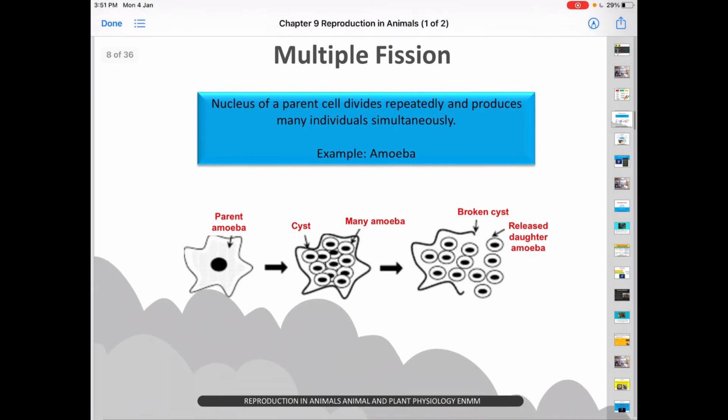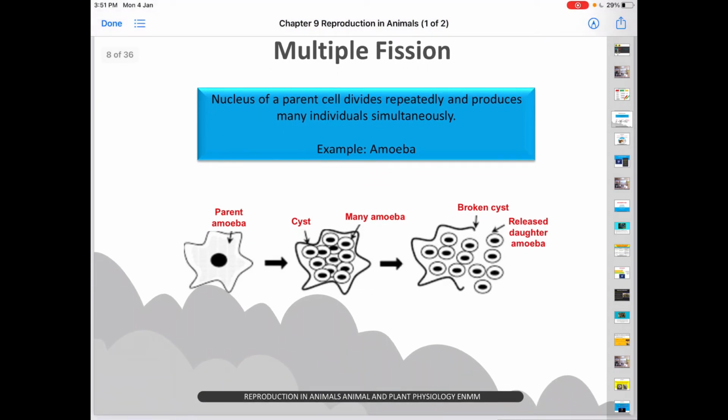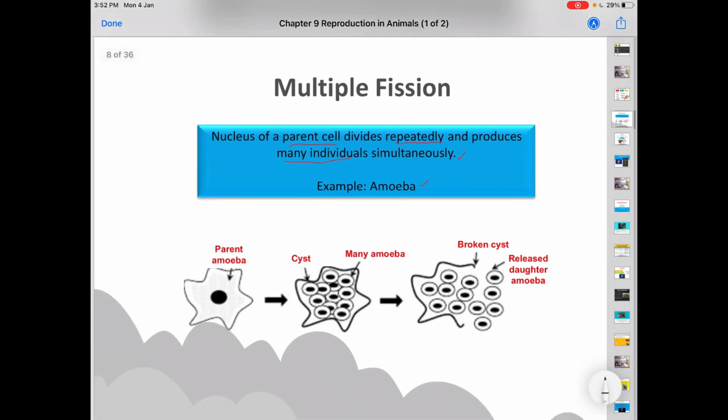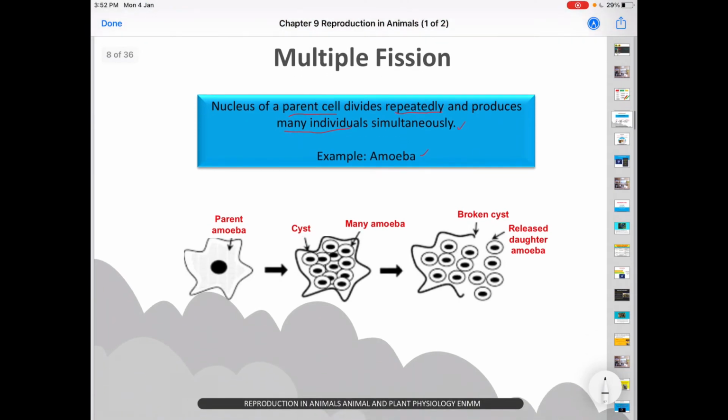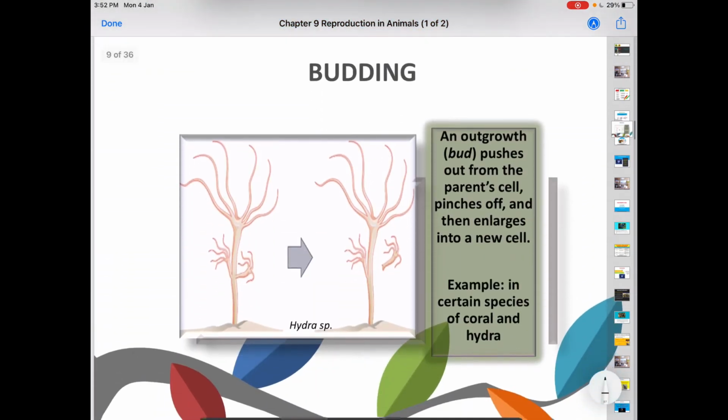Okay, so multiple fission is when the nucleus of a parent cell divides repeatedly and produces many individuals simultaneously. An example of an organism that does multiple fission is amoeba. So if you can still remember, in binary fission, amoeba also did the binary fission, as well as multiple fission. Now we go into budding.